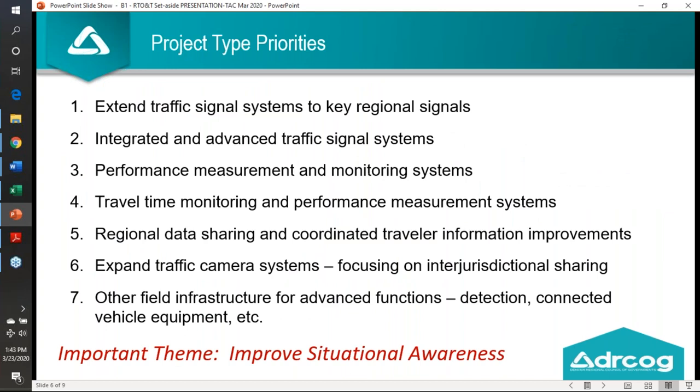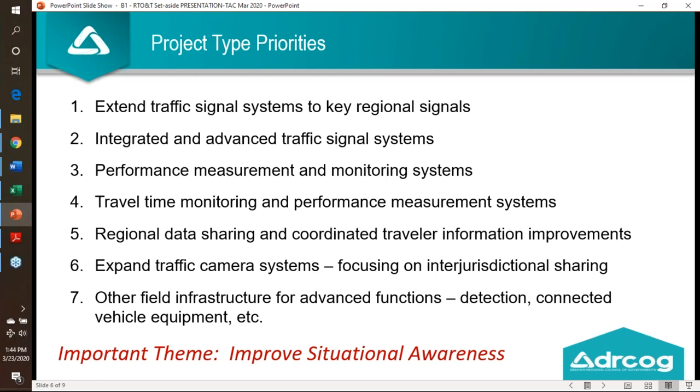So in the discussions between both the RTO working group and the AMP working group, one of the first things was identifying the key priority types of projects for this call for projects. You see listed up there, number one, extending traffic signal systems to those places around the area that don't have good coordinated, interconnected, and communicated traffic signals.